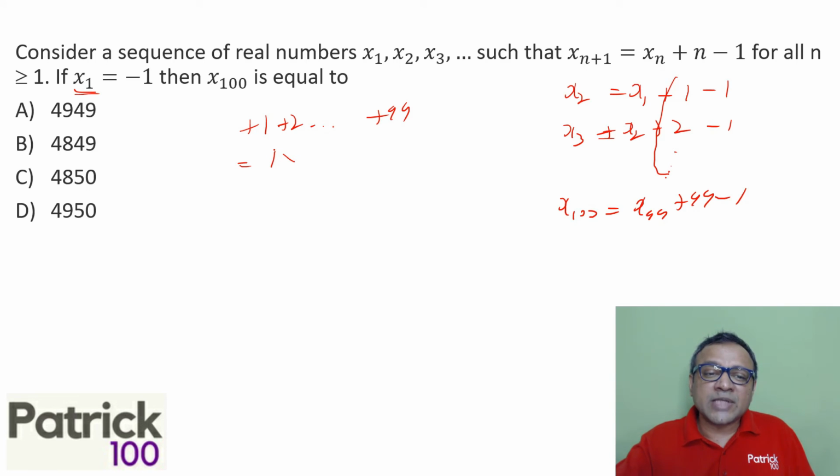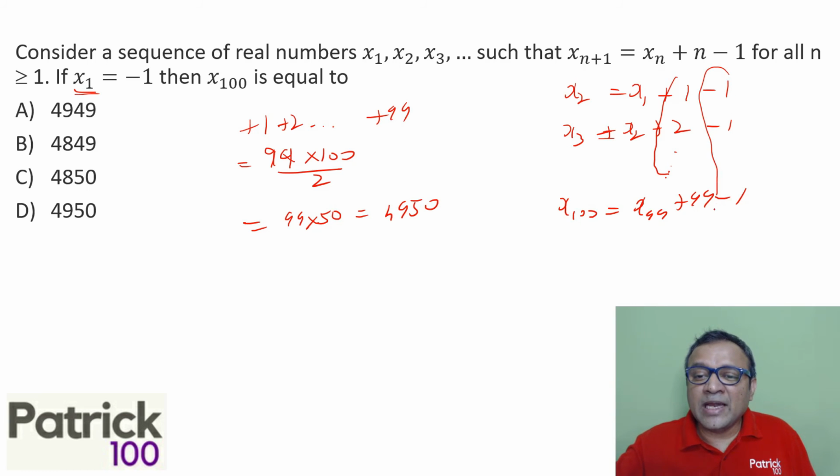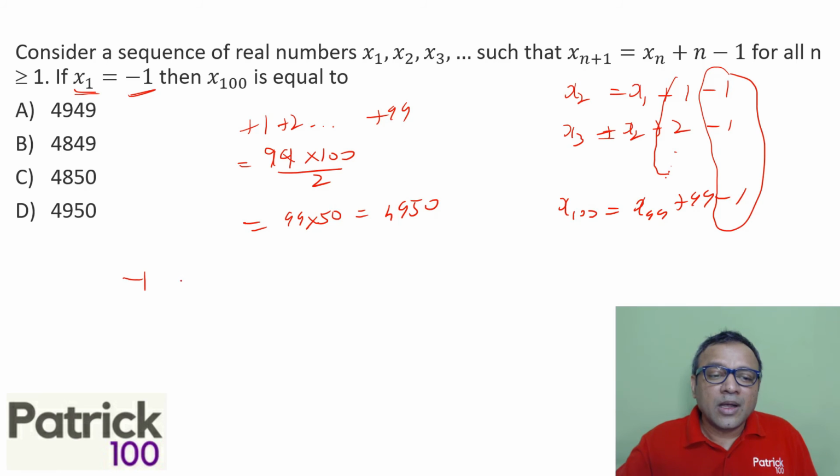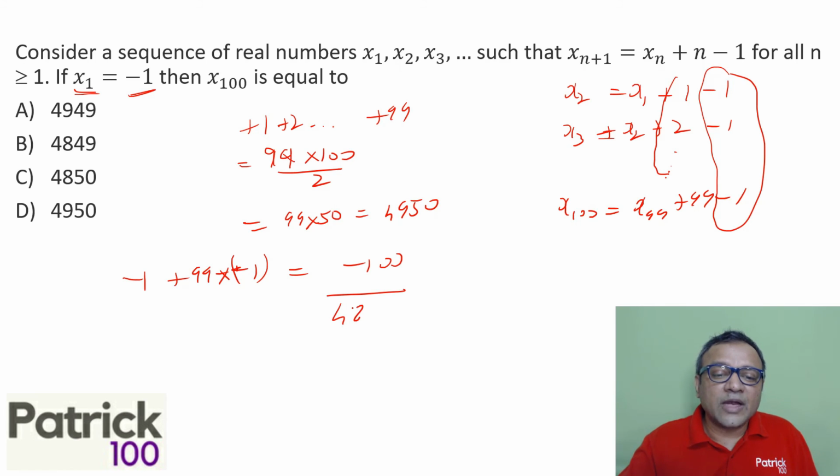1 to 99 sum is 99 into 100 upon 2, the n into n plus 1 upon 2 formula. So 99 into 50, which comes to 4950. Apart from that, you have 99 minus 1s and the initial minus 1. This will give you minus 100. So overall it becomes 4850.